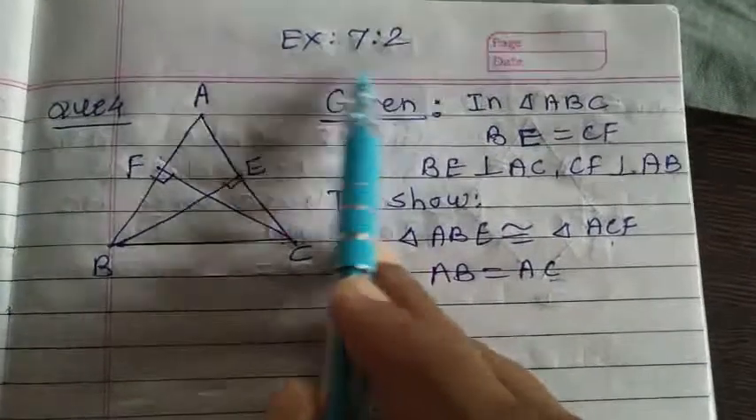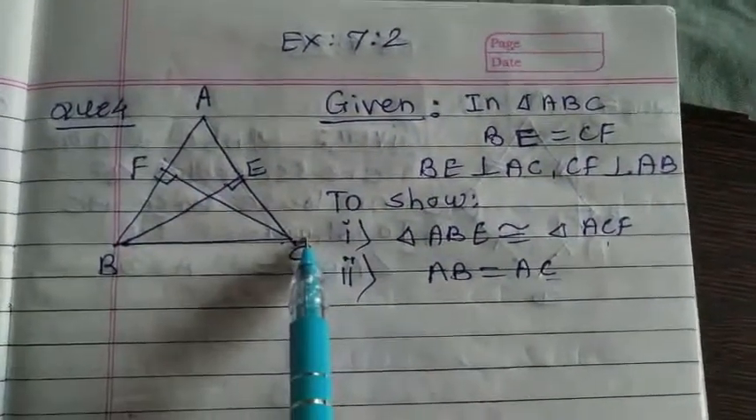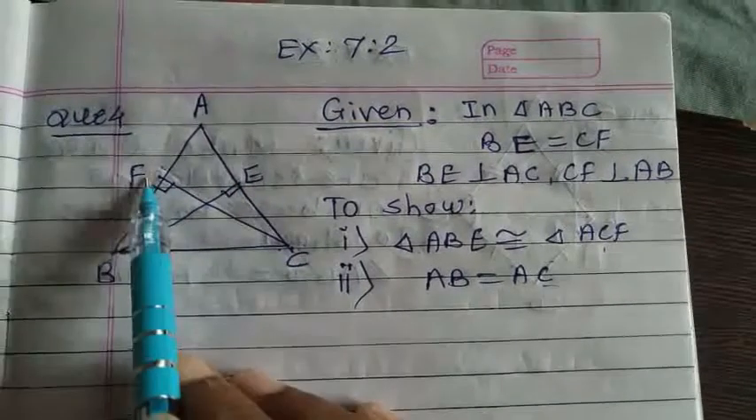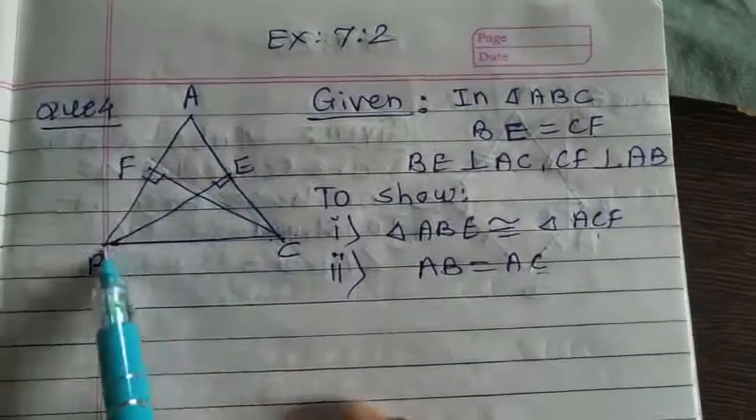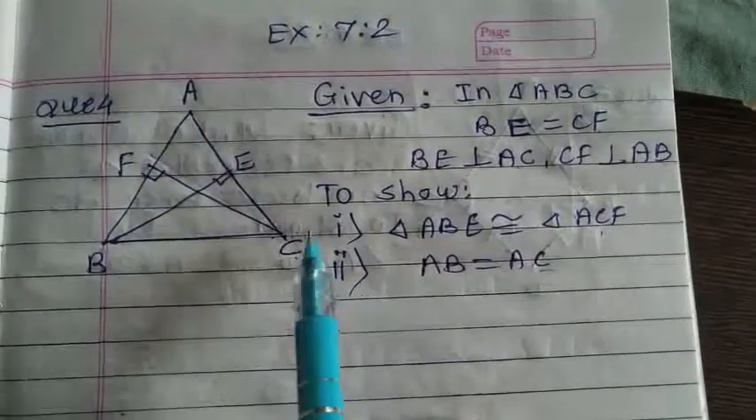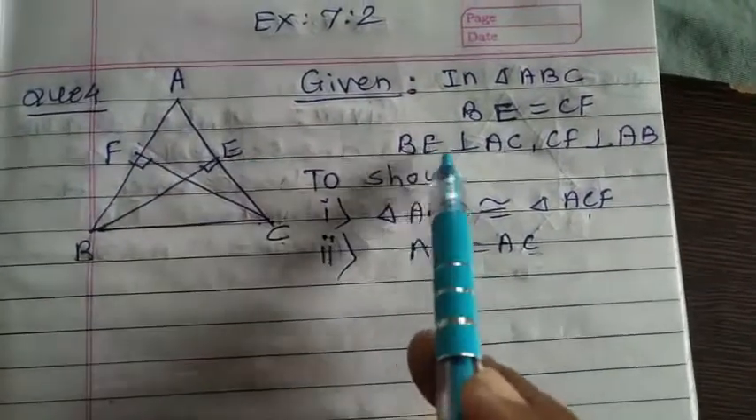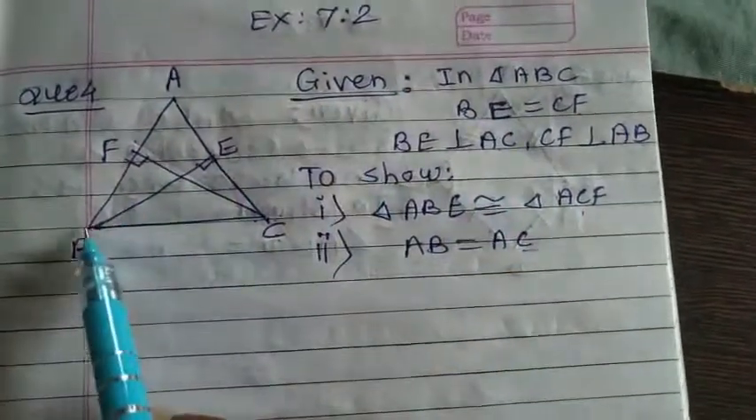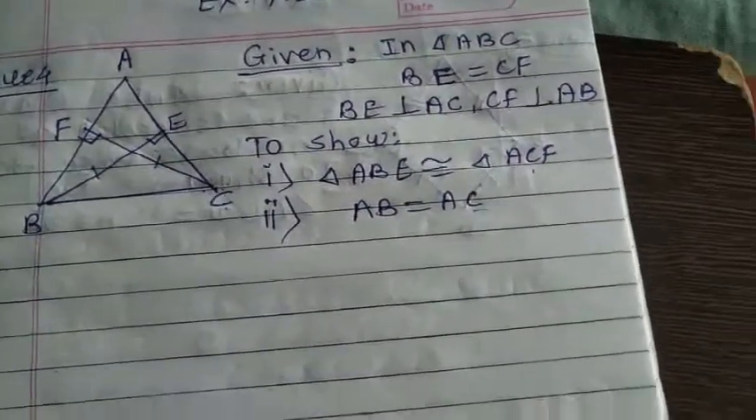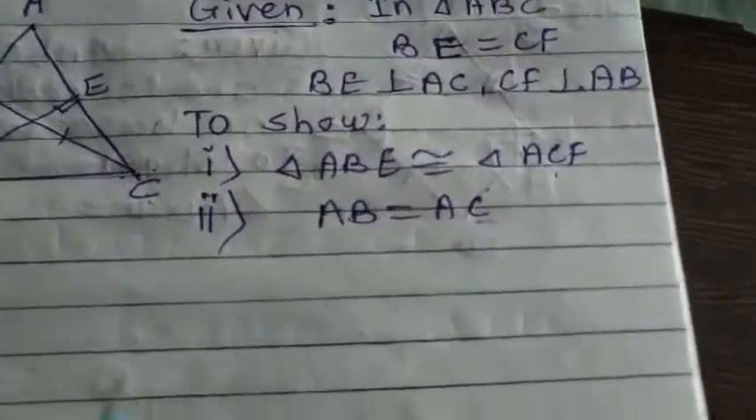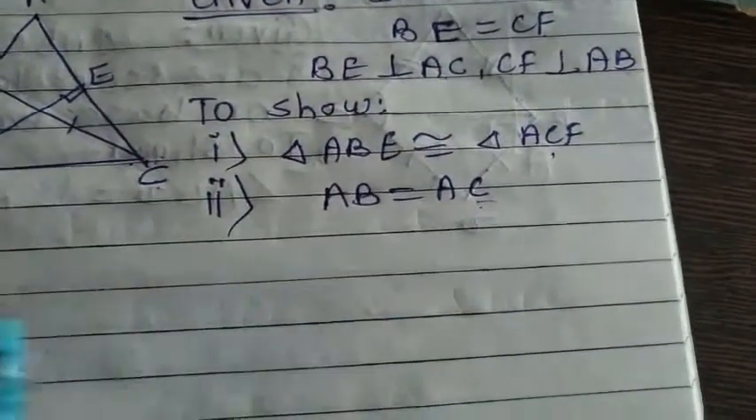Exercise 7.2, question number 4. In this triangle ABC, BE and CF are the altitudes. Altitudes means perpendicular segments. BE is perpendicular to AC and CF is perpendicular to AB. Already it is given, that's why we write it in the given. One more thing, both the segments are equal, meaning BE is equal to CF. And here you have to show that these two triangles are congruent and AB is equal to AC.